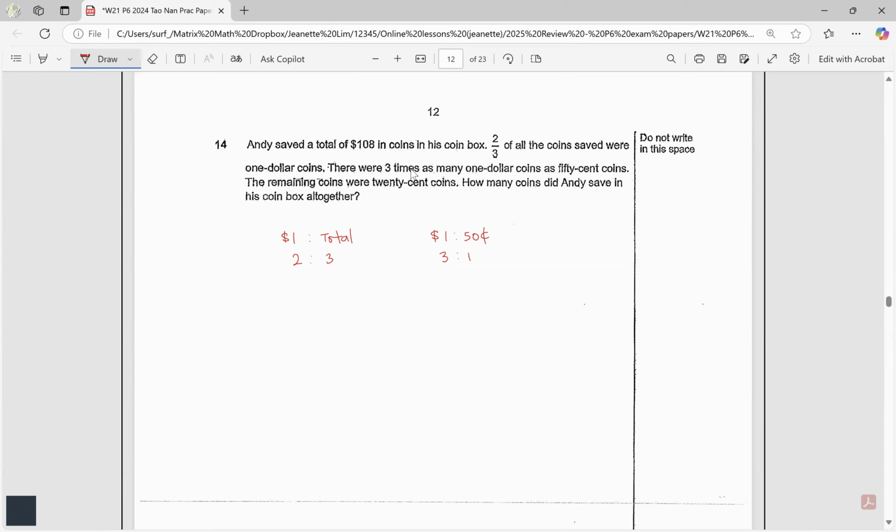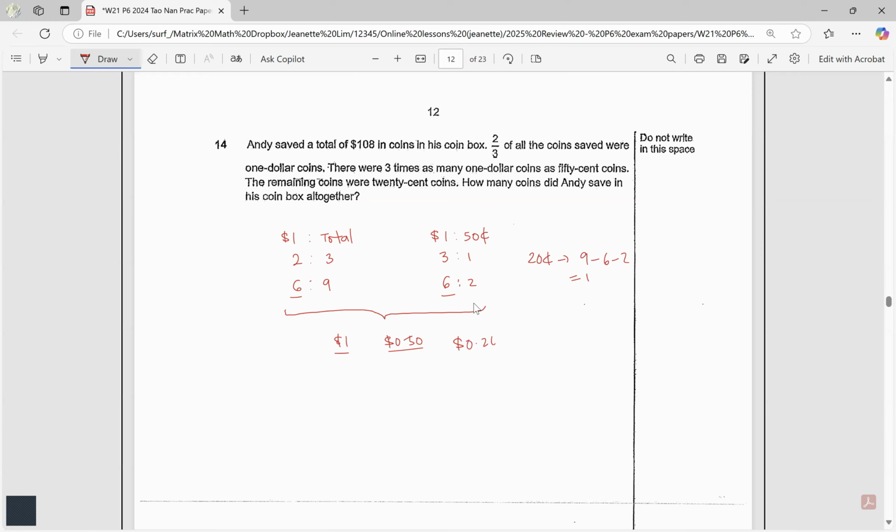Common base is $1 coins, so I make it the same. Change it to common multiple of 6. So from here, I want to find what is the ratio of each of the coins, but I'm missing 20-cent coins. How many units would 20-cent coins be? So what you can do is to take the total, 9 units, and minus off the other 2, which gives us 1 unit. Okay, so you have $1, 50-cent coins, and your 20-cent coins.